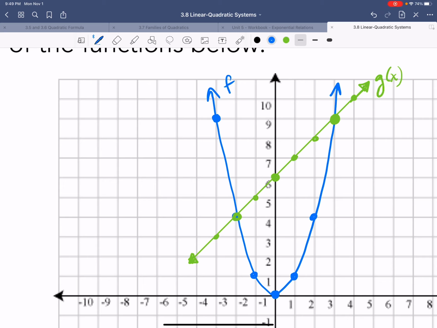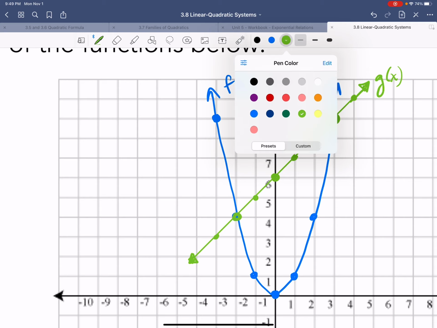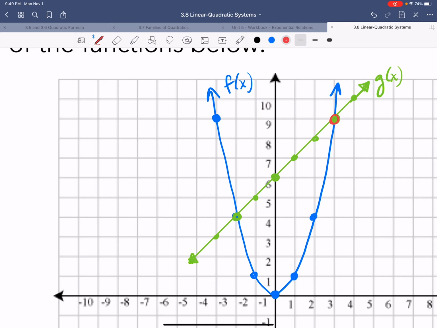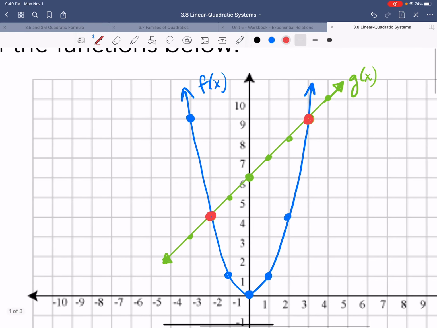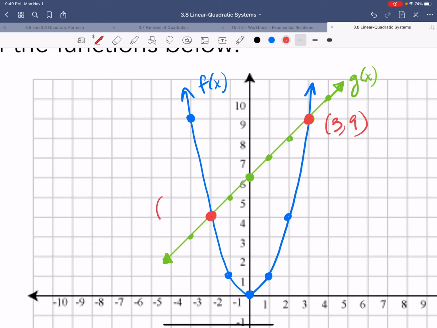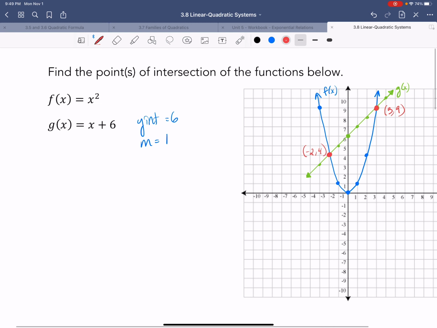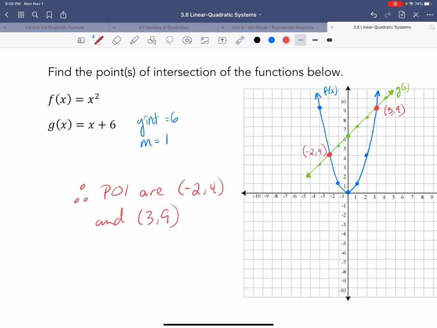This is g of x, this is f of x, and we have our points of intersection highlighted there. So 3, 9, and negative 2, 4. Therefore, the points of intersection are negative 2, 4, and 3, 9.